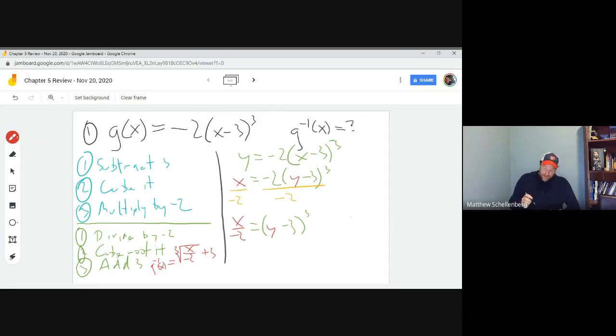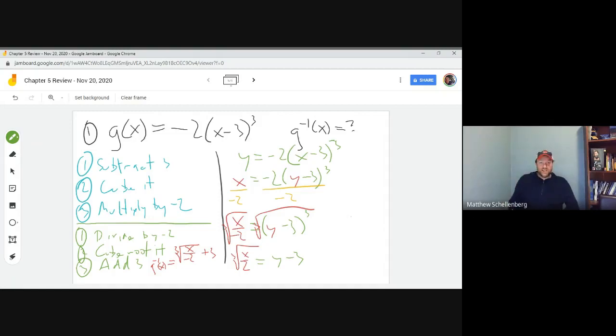Okay. Now, again, I want to get at the y, so I got to get rid of those brackets. So I got to get rid of that cube on the outside. And the way to get rid of it is to cube root it, because cube rooting is the opposite of cubing. And so what that gives me is the cube root of x over 2 equals y minus 3. And the brackets have dissolved because I cube rooted a cube, and that just ends up where you started.